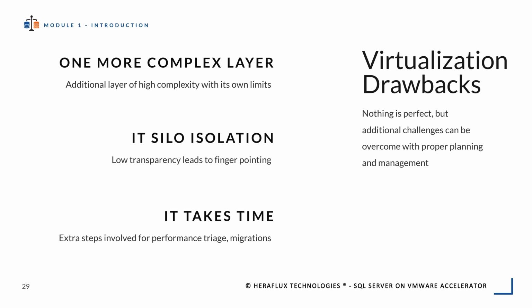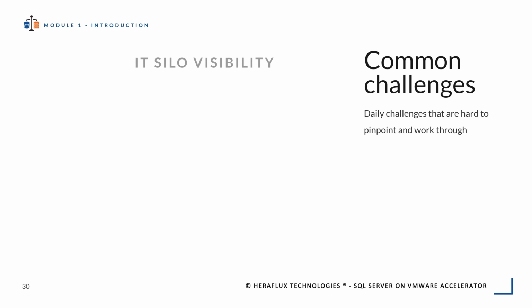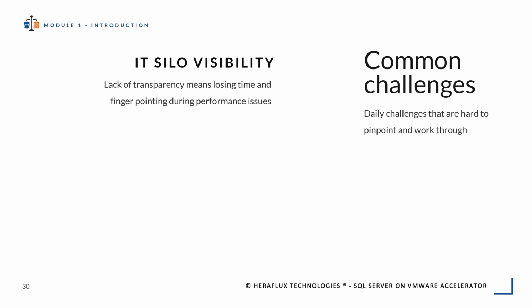In addition to the drawbacks, there are some common challenges that do take some time to work through with these virtual platforms. I stress over and over again that each team needs basic visibility into the other platforms and their perspectives on performance. Without it, the blame between different organizational silos gets in the way of people being able to actually troubleshoot and resolve performance and availability challenges.